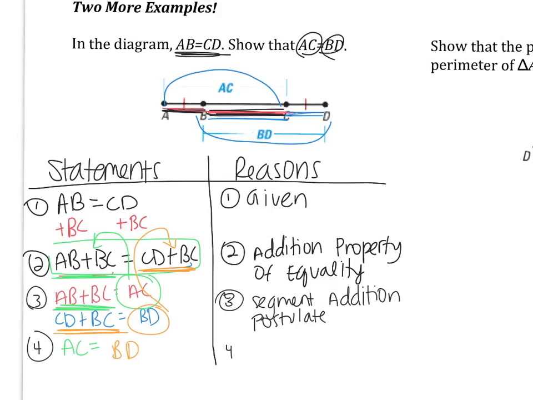Now the reason that I can do this is by substitution. So looking at this statement right here, any place that I write AB plus BC, I can also write AC. They're the same. Same with the statement in blue. Any place that you see CD plus BC, I can write BD.